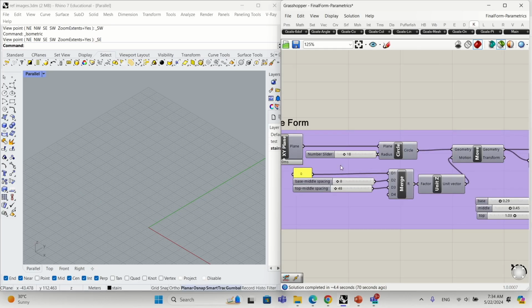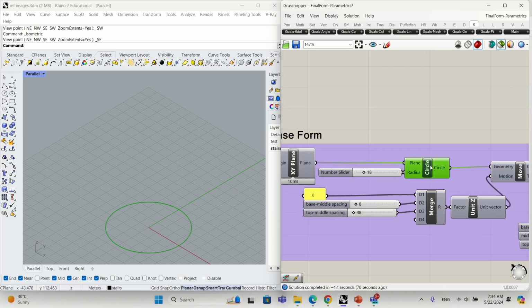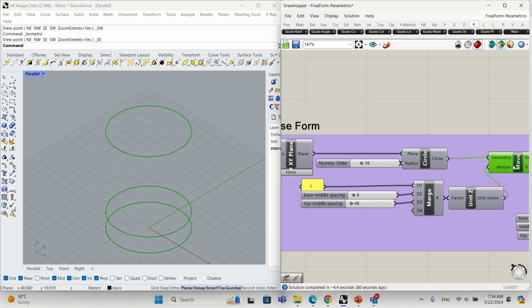For the base form, I started off with a circle, in which this circle would determine the widest point of the form itself, and it can be manipulated with a number slider. I then moved the circle upwards 3 times, with the distance being able to be manipulated by the number sliders as well, in order to determine the distance between the base and the middle and then the middle to the top.